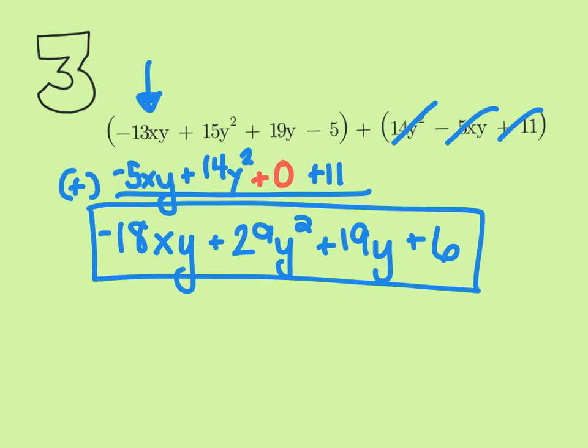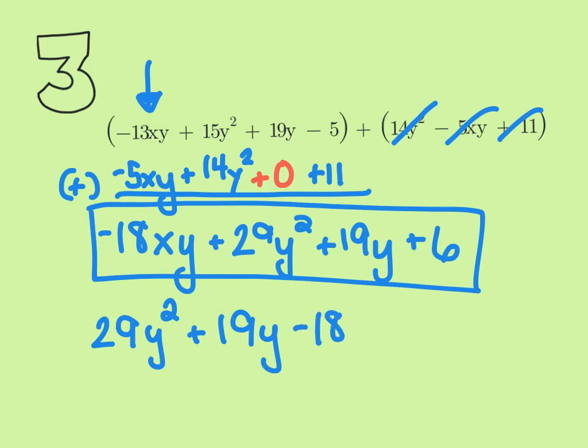Now, as far as it being a little bit out of order, you might see somebody rewrite this with the y squared first because it's got the highest degree. And then they'd put the plus 19y. There's some debate about which one would go next. And then minus 18xy, and then the plus 6.